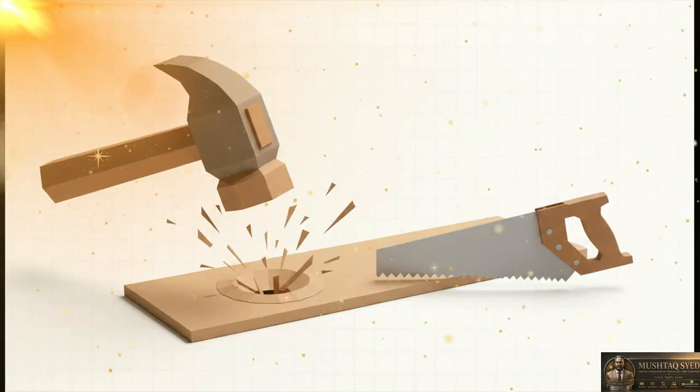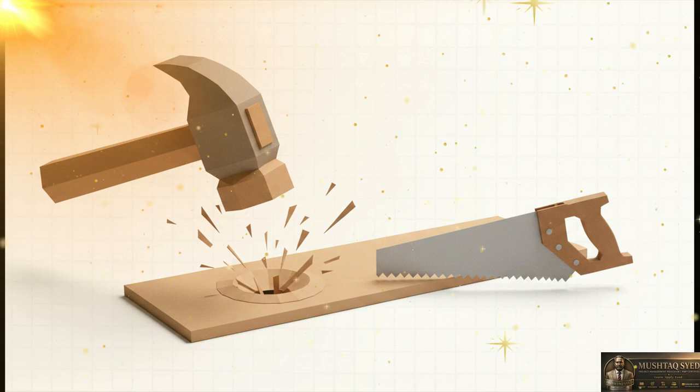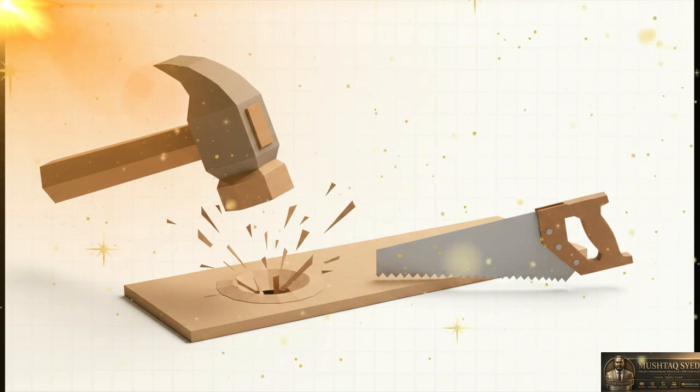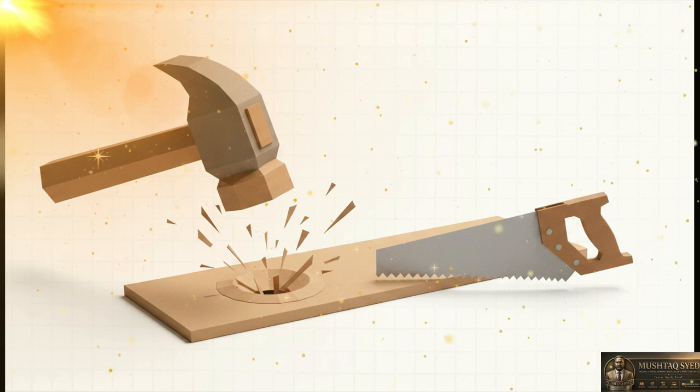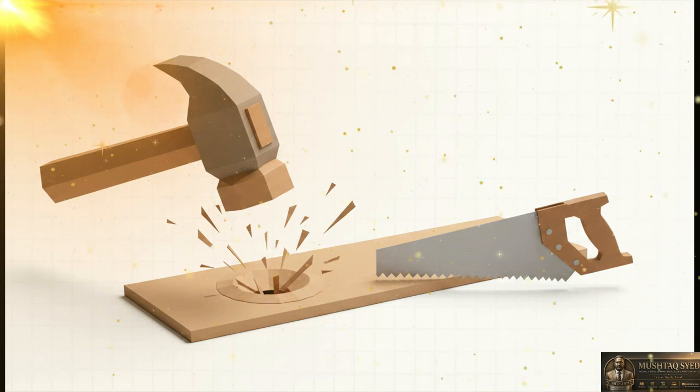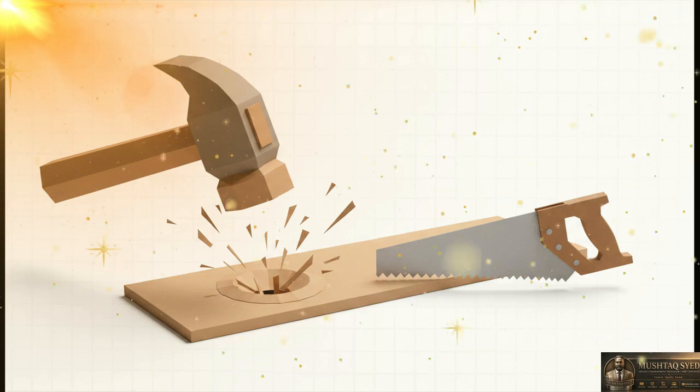And this is really the key idea for our whole explainer today. You've got to think of each estimation technique as a different tool. You wouldn't use a sledgehammer for a finishing nail, right? Same idea here. Using the wrong one can get messy fast. So let's see what's actually in this toolbox.